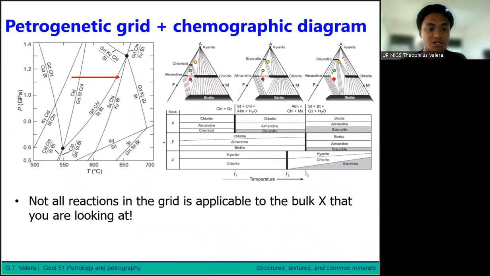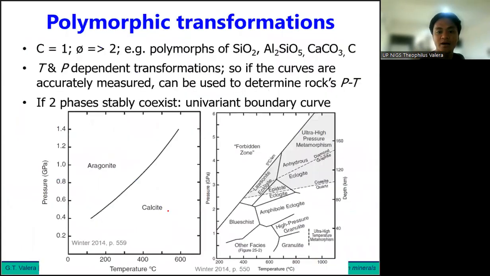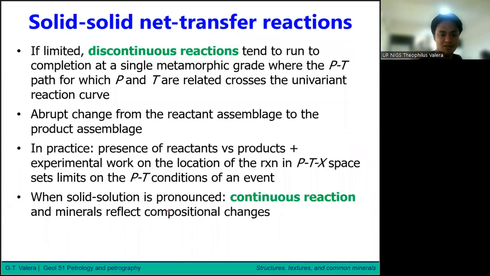But if you look at reactions which are not dependent on water, like this curve here, it does not require water, it's a straight line. If you look at jadeite, quartz, albite, it neither produces nor consumes water, so it's a straight line. In reverse, if you look at reactions which include water, they are curved in this petrogenetic grid. So that's what they look like.